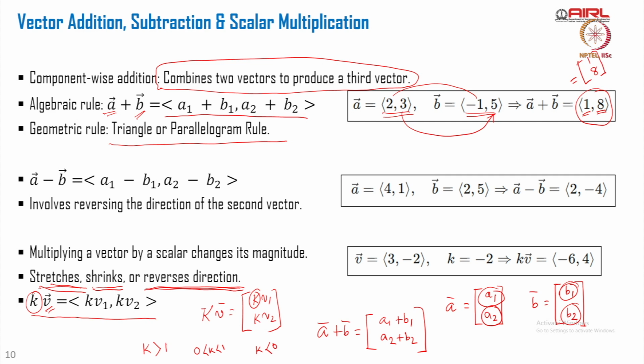Two other vectors, A 4 comma 1 and B 2 comma 5. We can see that A minus B becomes 4 minus 2, that is 2, and 1 minus 5, that is minus 4. So A minus B becomes 2, minus 4. Now another vector V, which is 3, minus 2, and k, the scalar by which V will be multiplied, is minus 2, then kV becomes minus 6, 4. So these are the examples of addition, subtraction and scalar multiplication.